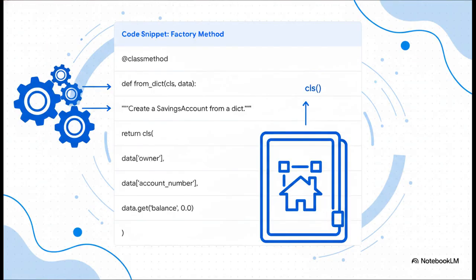And here is that factory pattern in action. We're not just stuck using __init__ anymore. Now we can create a whole savings account directly from a dictionary. See how that from_dict method uses cls to actually call the constructor? It's just a really clean, really flexible way to build your objects.